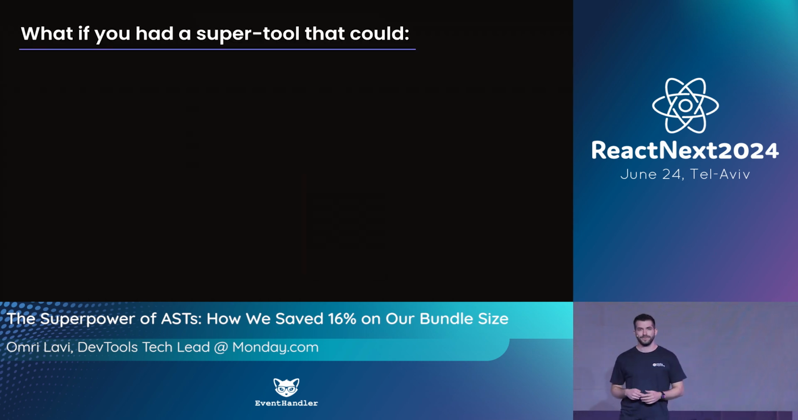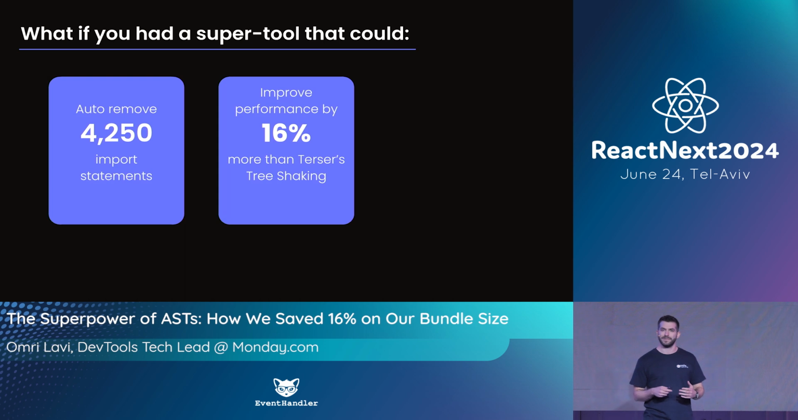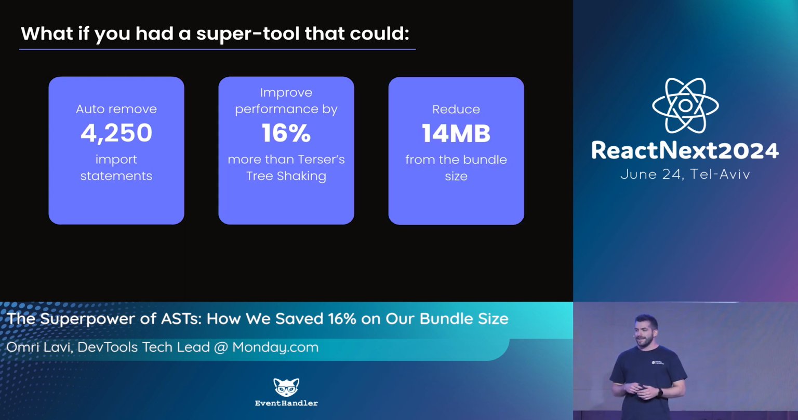What if you too could have a super tool that will automatically remove 4,250 import statements while improving your performance by 16% more than Terser's tree shaking, which is considered the top of the top for bundle optimization. And it will reduce 14 megabytes of your bundle size, which is really a lot.